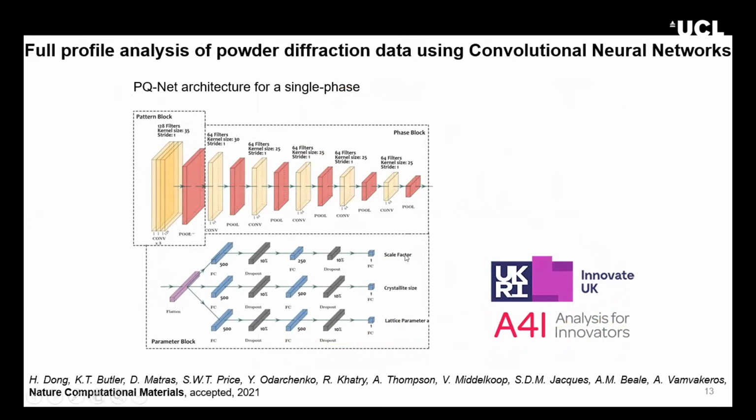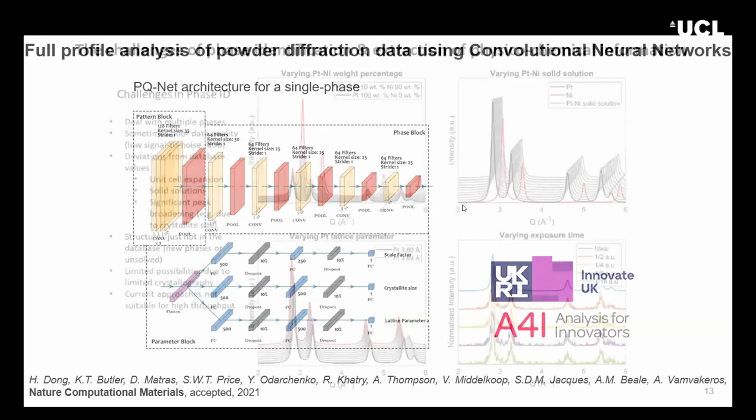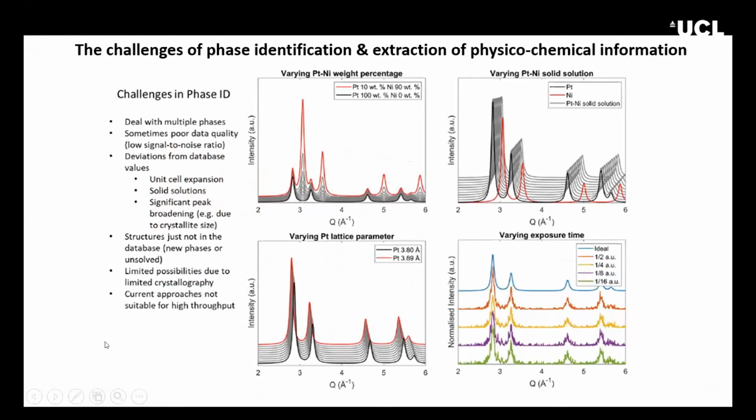And effectively, we can extract, for example, the phase quantification aspect, which is the scale factor. So we can say how much crystallite size, how wide are the peaks, and what that relates to in particle size, and then the lattice parameters. So essentially, the good thing about this method is that it automates the process, as you'll see in a minute, saving you a lot of time.